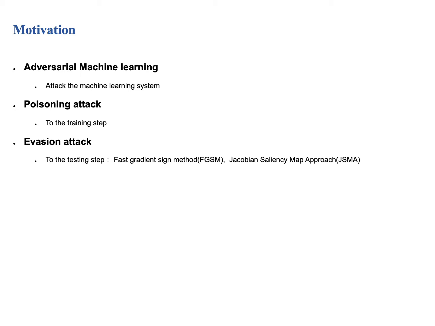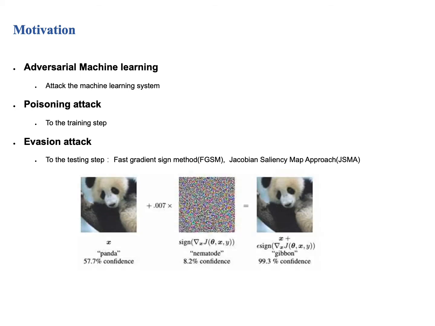Here there is an example. As a human being, I can find from both sides, the left side and the right side, both of them are pandas. But from the machine learning based classifying, it can see the left side is a panda with 57% confidence. But if we add some adversary noise, the classifying system will say this one is not a panda, this is a gibbon with 99% confidence.